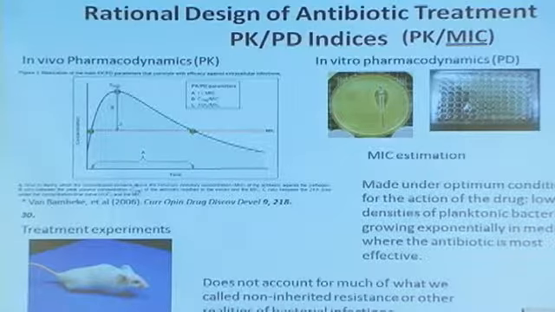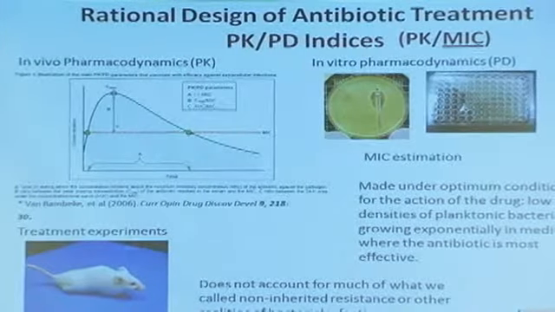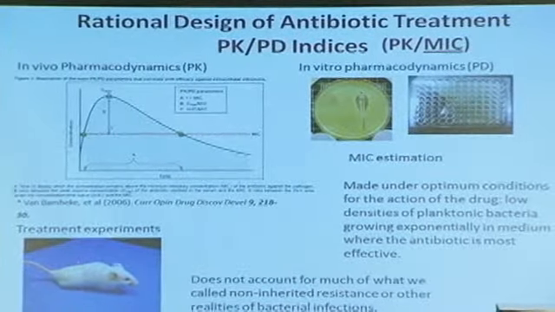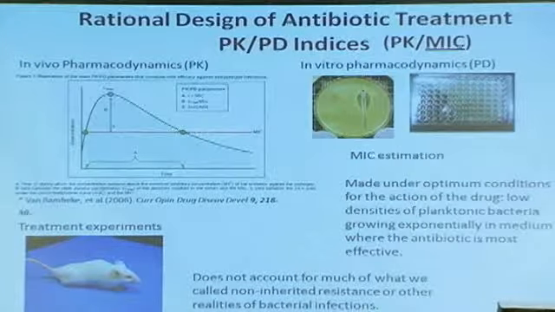Now, one of the criticisms we've had is that these MICs are estimated under conditions that are optimal for the drug and relatively low densities of bacteria. And the animal treatment experiments usually occur with treatment occurring within hours after infection, meaning that if somebody knew they were going to get infected, they could be well treated. So there are varieties of technical problems we have with this.